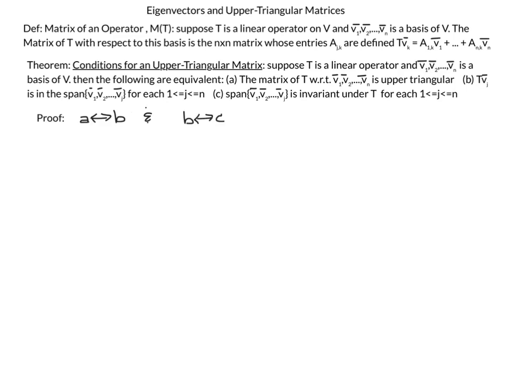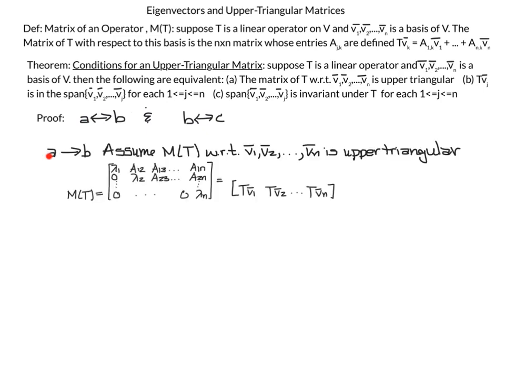We are going to prove that A is equivalent to B, and then we'll prove that B is equivalent to C. And by transitivity, A will be equivalent to C. We will start with A implies B, so we're going to assume the matrix of T with respect to our basis is upper triangular. So assume M of T with respect to v1, v2, up to vn is upper triangular. It's going to have this form.